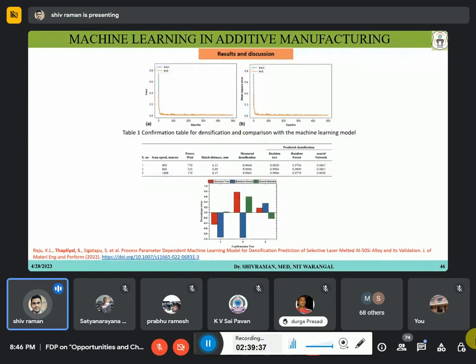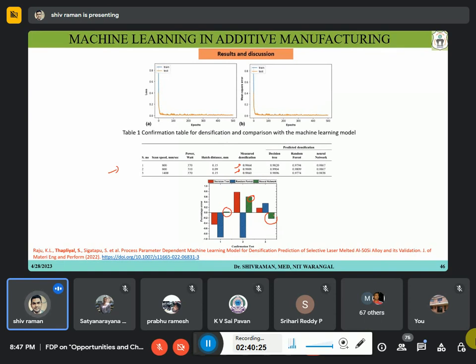What we did, we tested our model on 3 data points. These 3 data points were not there in our machine learning model. So for these 3 data points, we printed 3 test coupons, and we measured the densities of 98.64, 98.08, and 98.60. And our decision tree, random forest and neural network predicted these values accordingly. And then we measured the average percentage error. For all the models, the percentage error is below 1%. And if you see, our neural network had a lower range of percentage error. So from here, we were able to see that our neural network outperformed both the decision tree and random forest models.